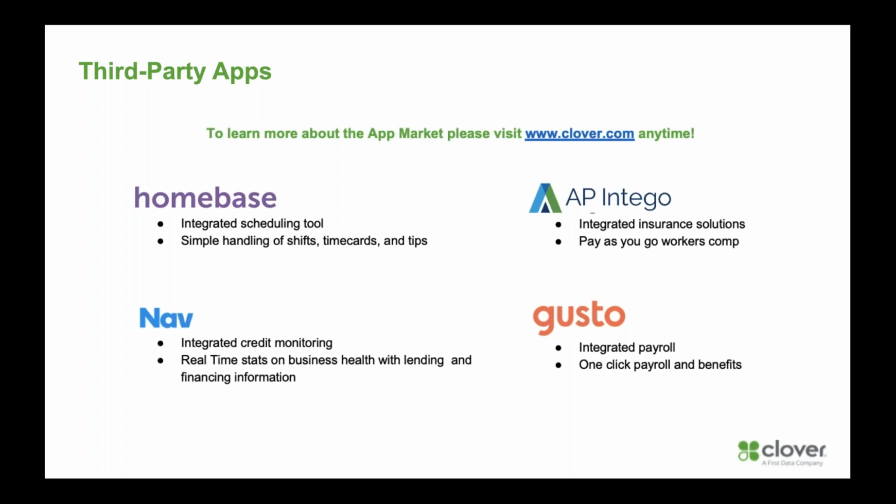On the other side of that is Gusto. Gusto offers payroll solutions, and Gusto and Homebase communicate back and forth with one another. Gusto can pull that employee time clock information from Homebase and make the payroll side of things much easier because they'll sync that information. AP Intego is your insurance solution for your business, for your employees, for yourself, and Nav is more credit monitoring for your business and the overall health of your business as well. They have some great options there.